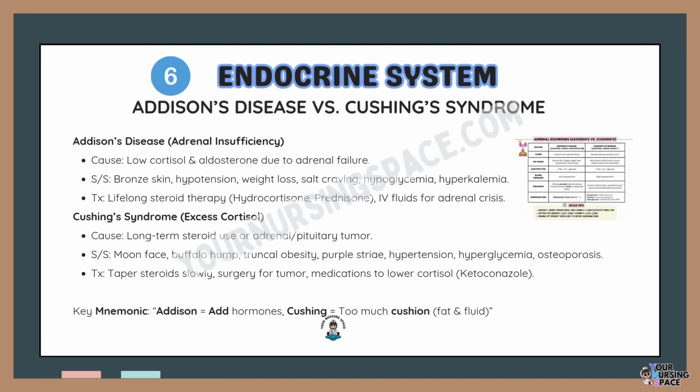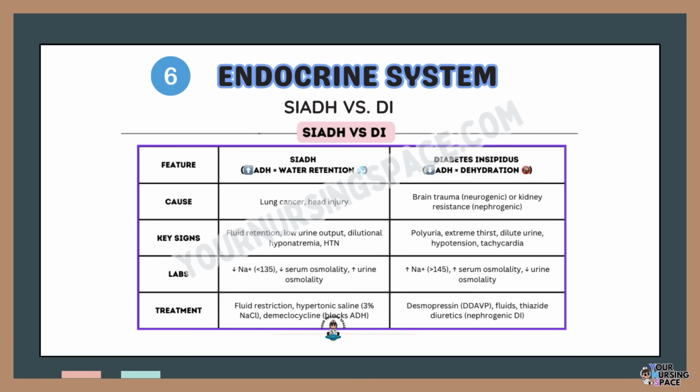A great way to remember these two disorders is that Addison's needs steroids added, while Cushing's has too much cushion, meaning excess fat and fluid retention. Finally, let's clear up SIADH and diabetes insipidus, two disorders related to antidiuretic hormone, or ADH.